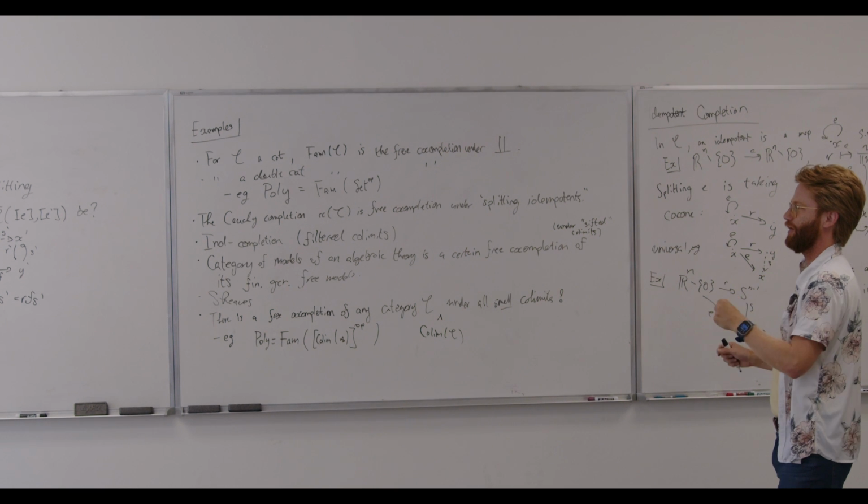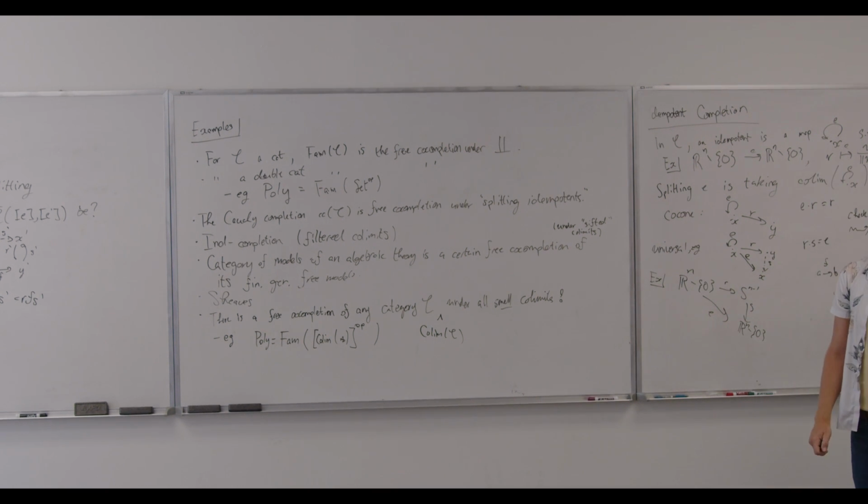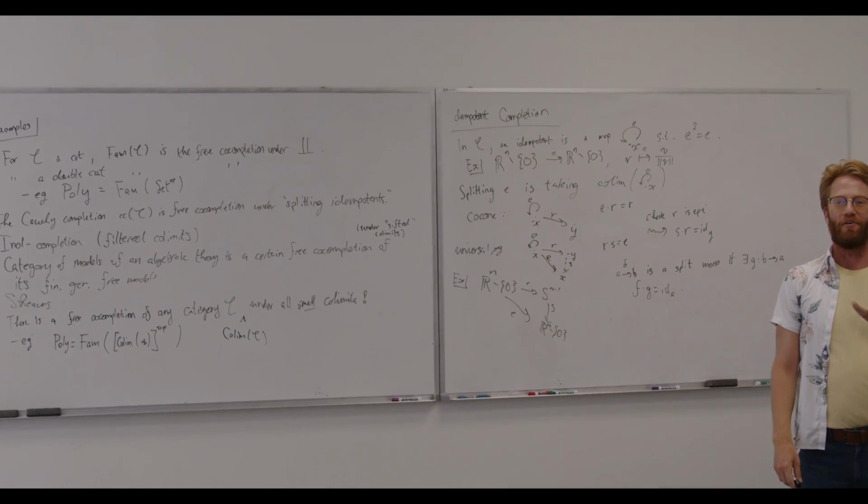But this is also a good thing to know in its own right. If you know how to do the idempotent splitting of the category of open sets in Euclidean spaces, you get the category of manifolds. So you can reproduce all manifolds in this way, which is kind of sweet.